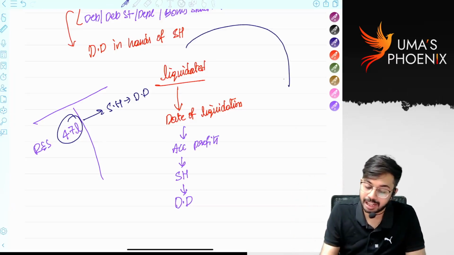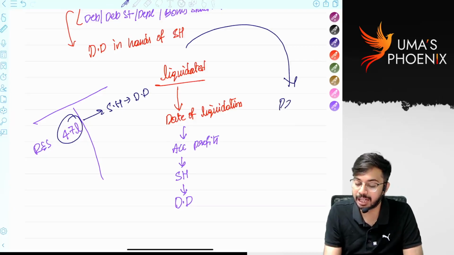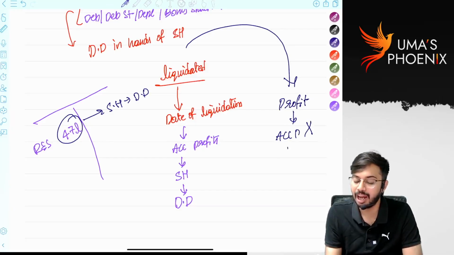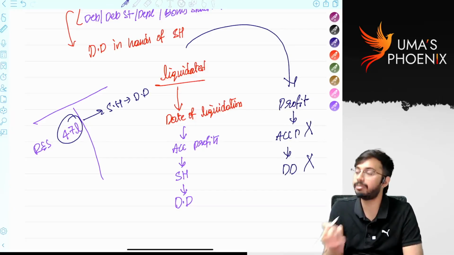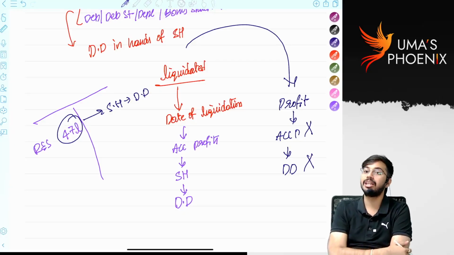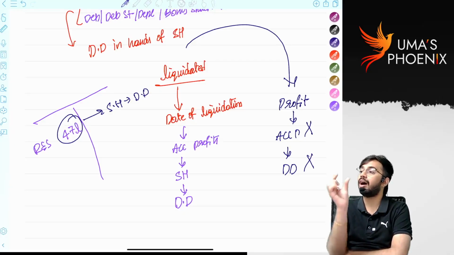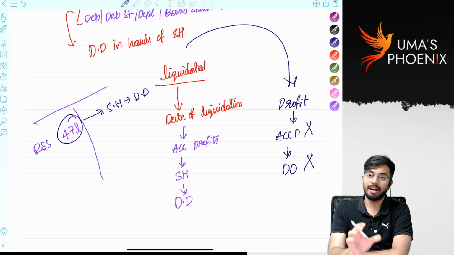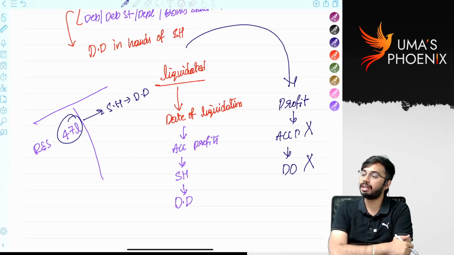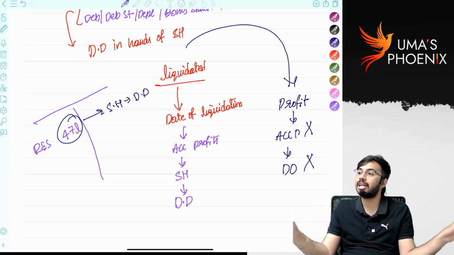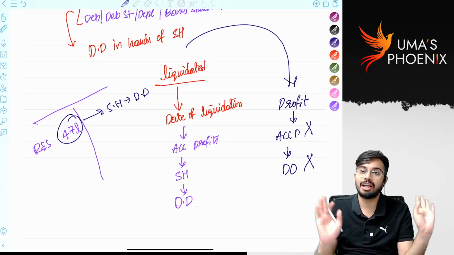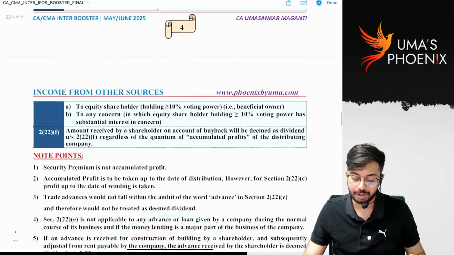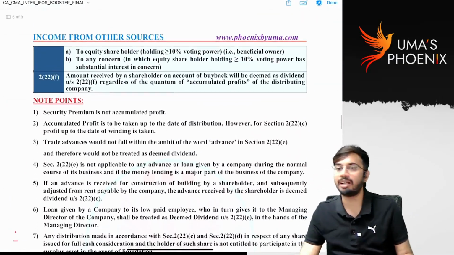That means after the date of liquidation, if there is any profit, that profit will not be considered as accumulated profit and it will not be considered as deemed dividend in the hands of shareholders. Up to the date of liquidation, whatever accumulated profits are earned, if those are distributed to shareholders, it is considered as deemed dividend. Post liquidation, even if any profit is made, that is not considered as accumulated profits and not deemed dividend. Is it clear? Are you understanding the concept?